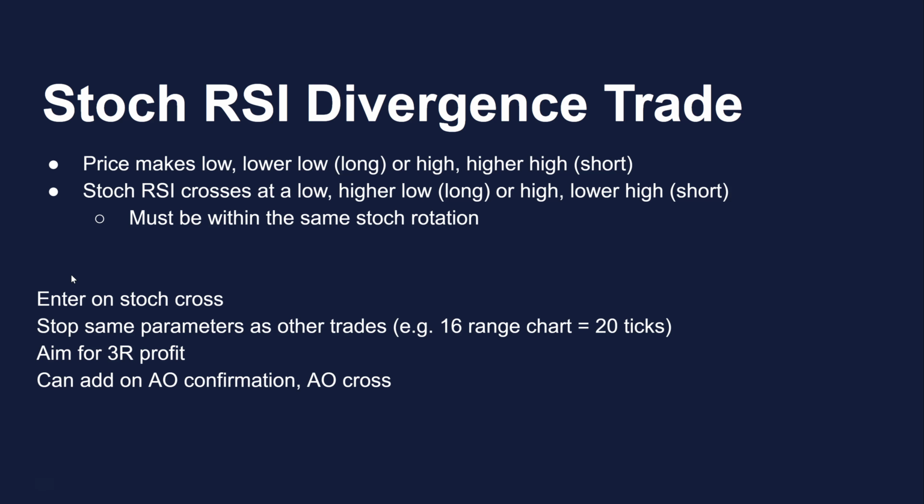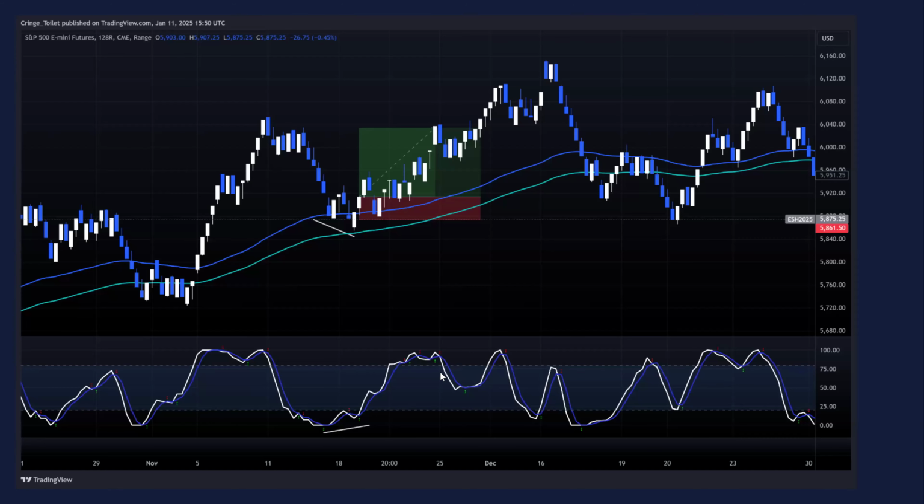Pretty similar parameters. So once the divergence is confirmed with the stochastic cross, we'll enter on that cross, stop at the same parameters, and aim for 3R profit. We can also use the awesome oscillator for confirmation or adding on the AO cross. More ways to get more confluence or to size up if we get more confident in the trade we're taking.